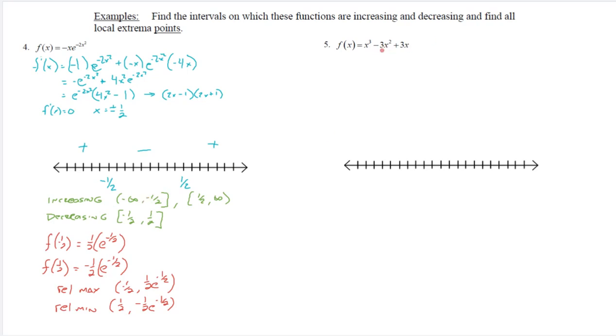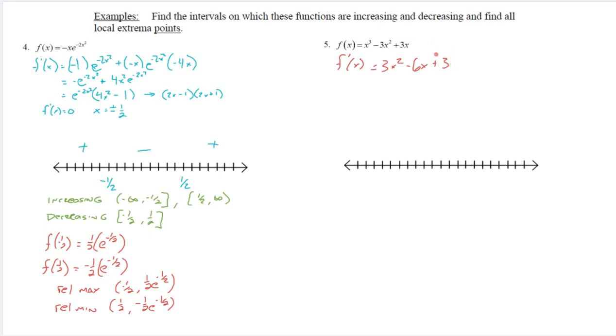Okay, the second one over here, we've got a cubic function. We're going to go ahead and take a look at the derivative. We've got our f prime, it's our first step here. This is going to give us 3x squared minus 6x, and then this final one's going to be plus 3.